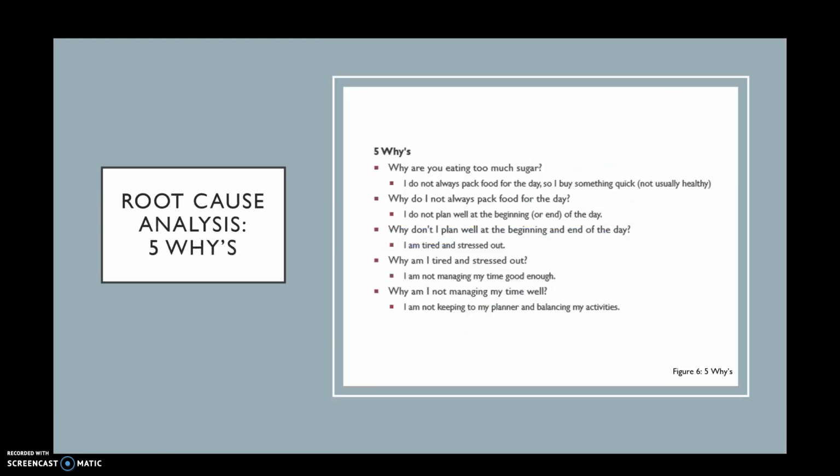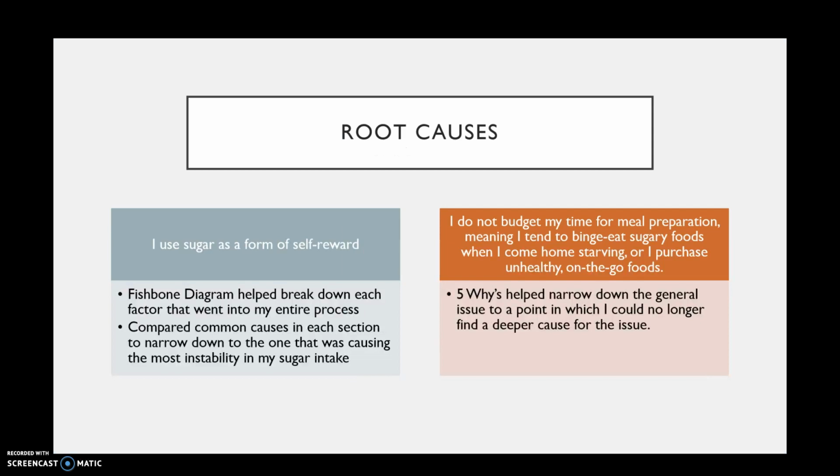The second tool I used was my 5 whys breakdown. So I was able to start from an overarching question, why am I eating too much sugar? And just keep asking myself that question until I got to something that I really couldn't ask why anymore. And I realized that was another root cause. So it was 2 different approaches here that ended up helping me figure out what my root causes were.